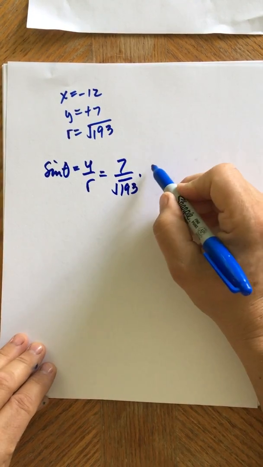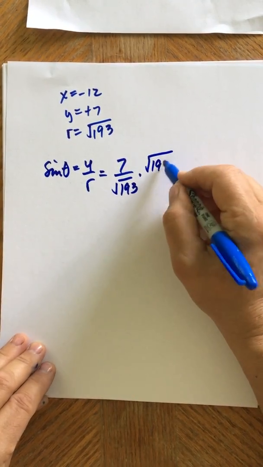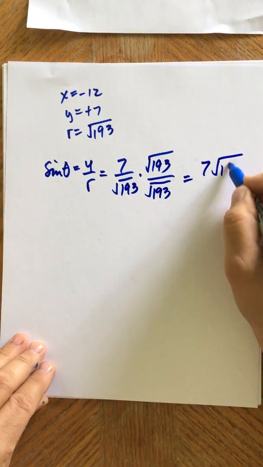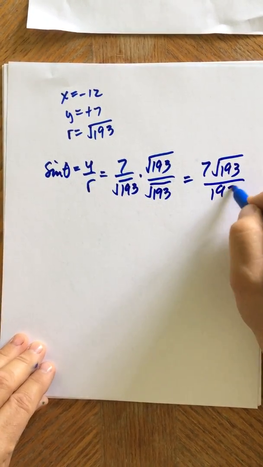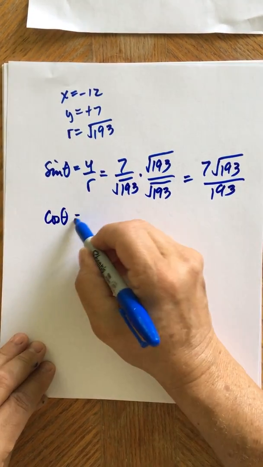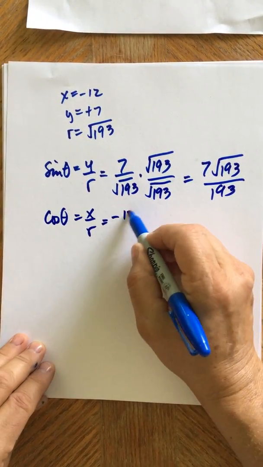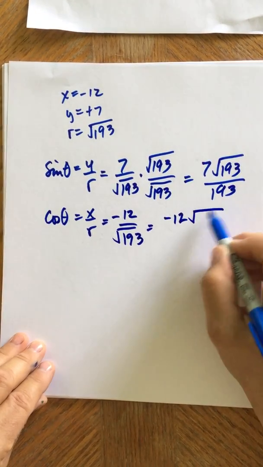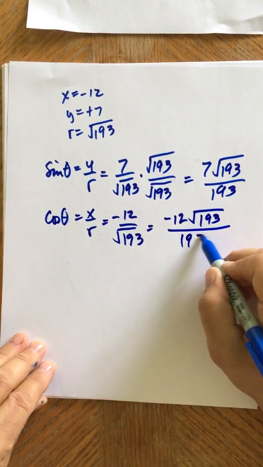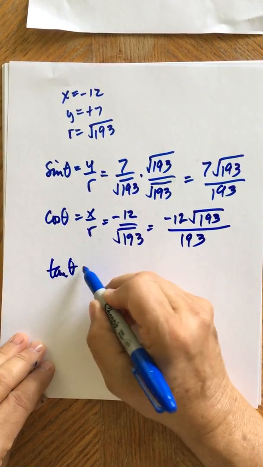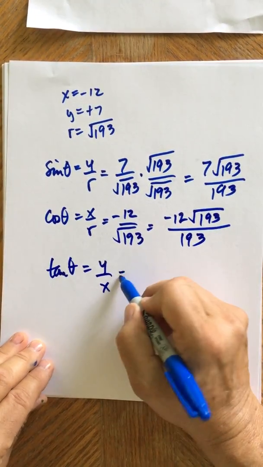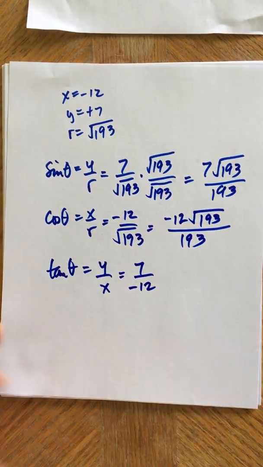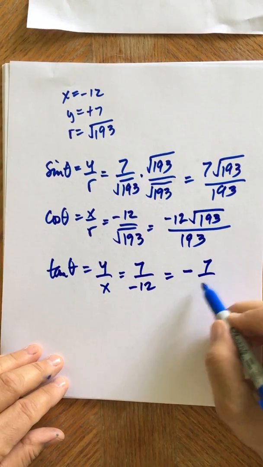Now they want you to rationalize it, so you would multiply by square root 193 over square root 193 to get 7 square root 193 over 193. Cosine of that angle is x over r, so you'd have negative 12 over square root 193, which will end up being negative 12 square root 193 over 193. Tangent is y over x, so you have 7 over negative 12, but again, a lot of times you'll just write it this way.